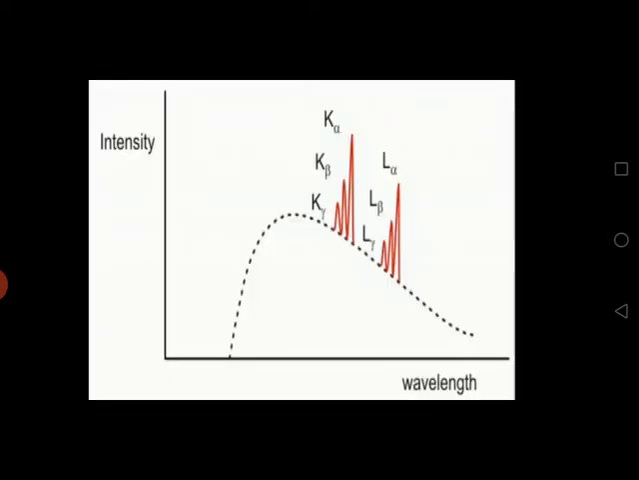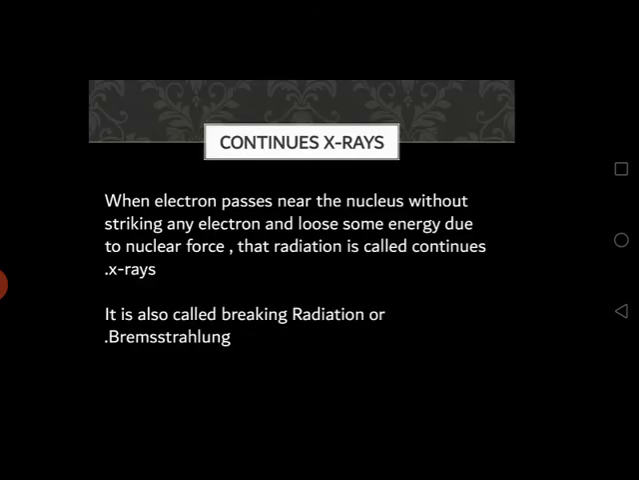You can see the graph, K alpha, K beta, and K gamma. K alpha is the radiation emitted when an electron jumps from L shell to K shell. When an electron jumps from M shell to K shell, it will be K beta, and similarly from N shell to K shell, it will be K gamma. Similarly for L alpha, L beta, and L gamma, where the intensity of K alpha will be greater than K beta and the intensity of K beta will be greater than K gamma.